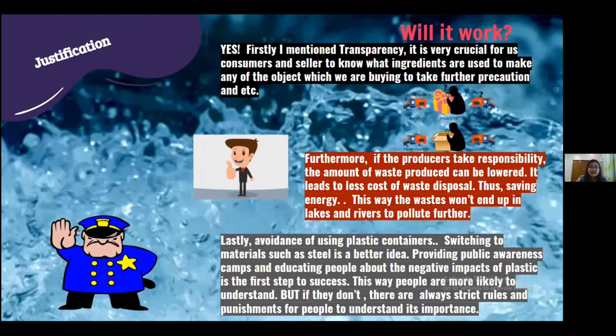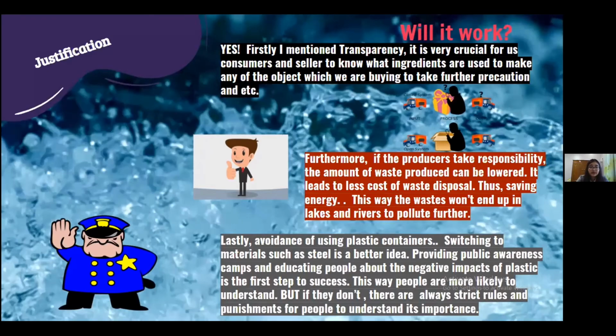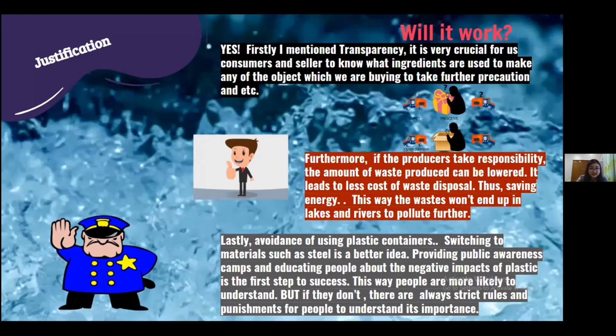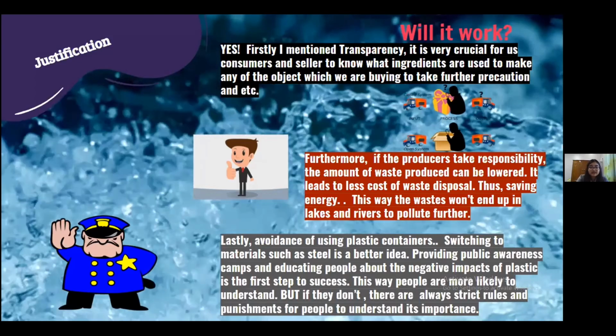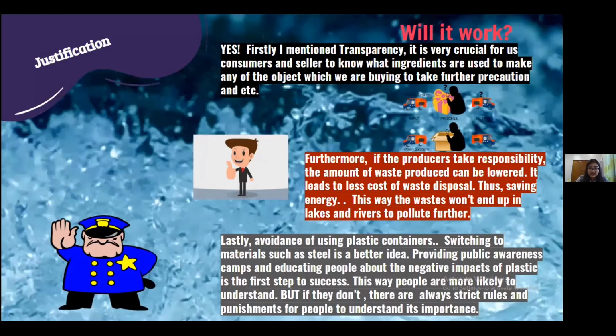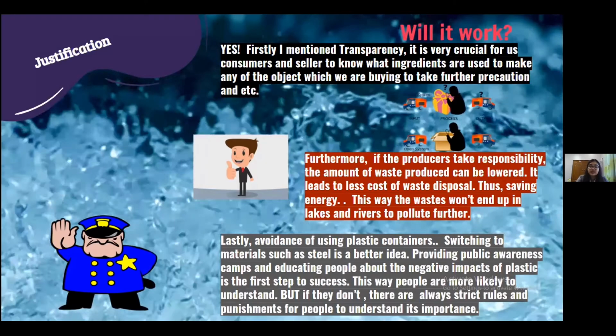Lastly is avoidance of plastic containers. Switching to materials such as steel is a way better idea, as Zero Plastic says. Providing public awareness camps and educating people about the negative impacts of plastic is the first step of success. This way, people are more likely to understand. But if they don't, there are always strict rules and regulations and punishments for people to understand its importance.